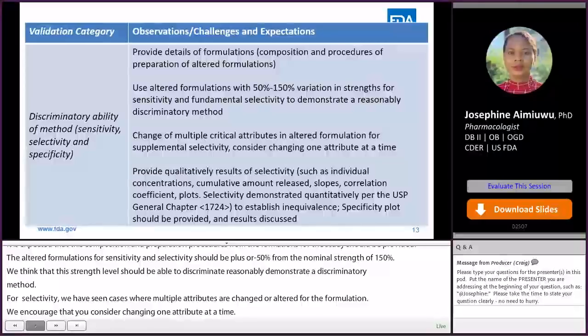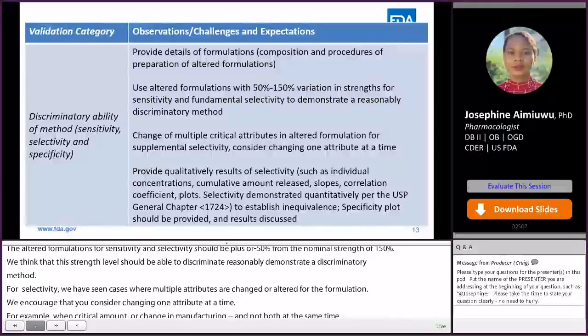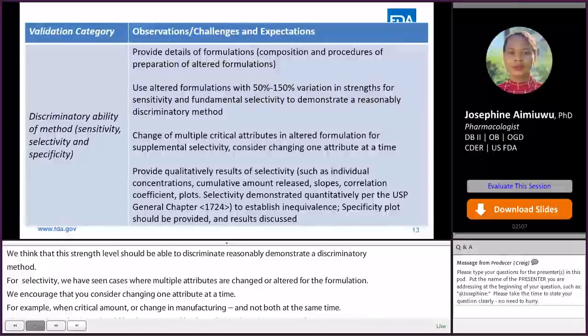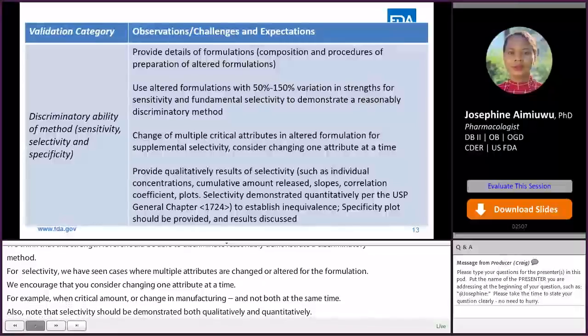Also, note that selectivity should be demonstrated both qualitatively and quantitatively. Qualitative results such as individual concentration, cumulative amounts, and all plots for all the formulations assessed should be submitted, while a quantitative demonstration of inequivalence using the method recommended in the USP 1724 chapter is also expected.